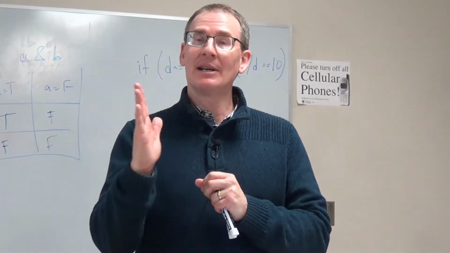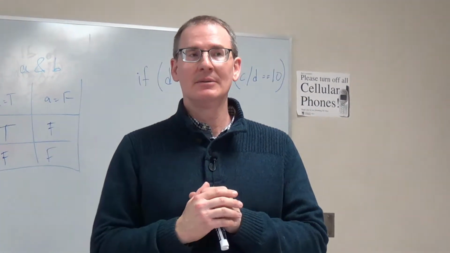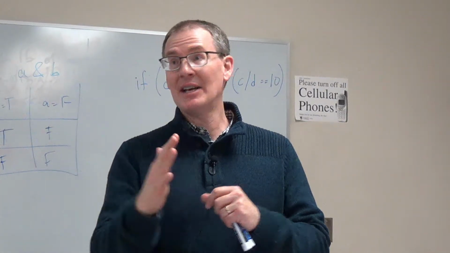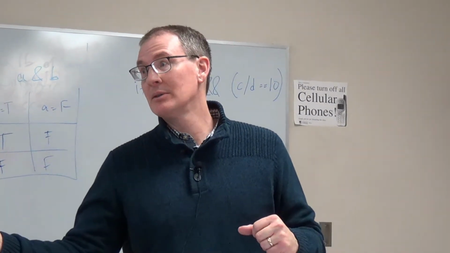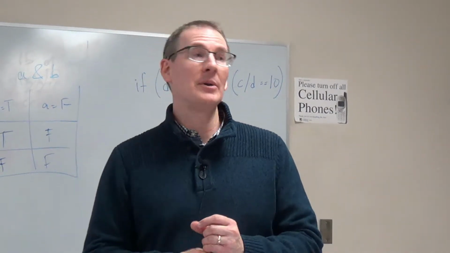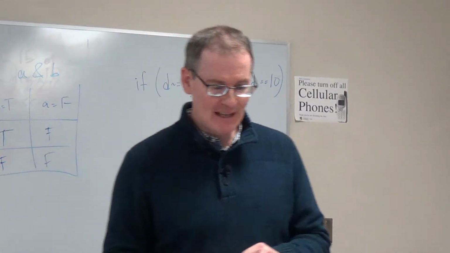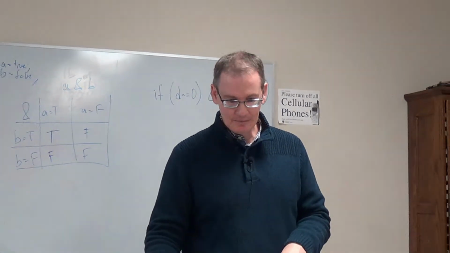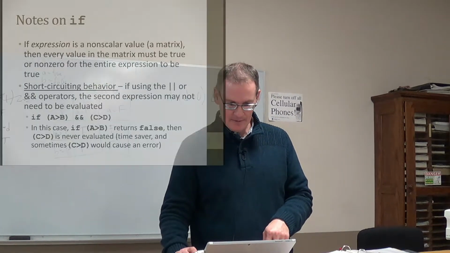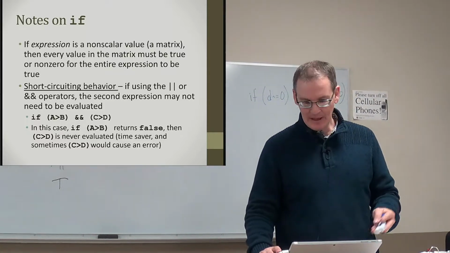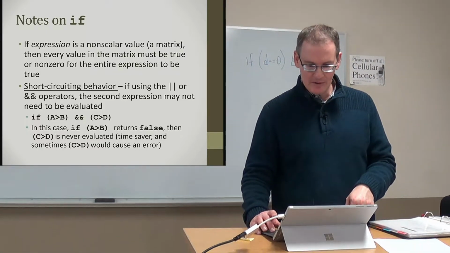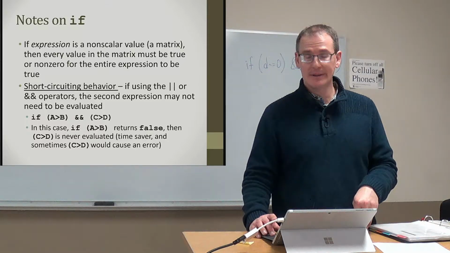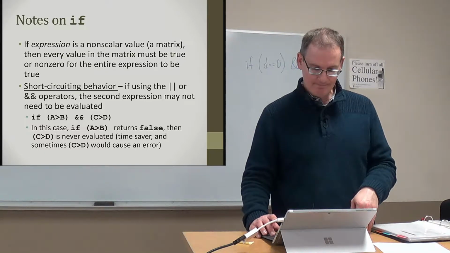An OR statement like A or B: if MATLAB sees that A is true, it knows that A or B is true. It doesn't matter what B is. So it doesn't even need to go on and evaluate B, and it might not. That's short-circuiting behavior. Here's an example. If A greater than B is false, C greater than D is not evaluated. It just saves computer time.